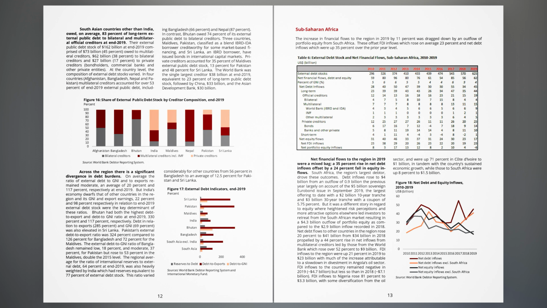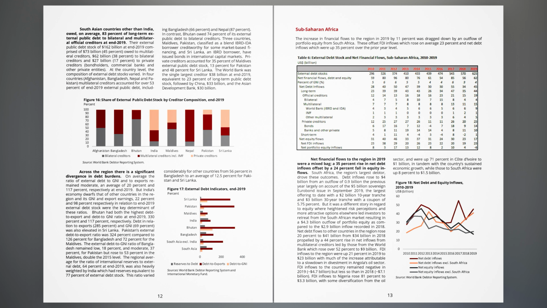At the country level, the composition of external debt stocks varied. In 4 countries, Afghanistan, Bangladesh, Nepal and Pakistan, multilateral creditors accounted for over 53% of end 2019 external public debt, including Bangladesh 66% and Nepal 87%. In contrast, Bhutan owed 74% of its external public debt to bilateral creditors. 3 countries, Maldives, Pakistan, classified as a blend IBRD-IDA borrower creditworthy for some market-based financing, and Sri Lanka, an IBRD borrower, have issued bonds in international capital markets.